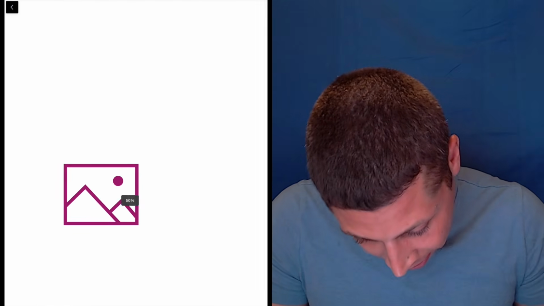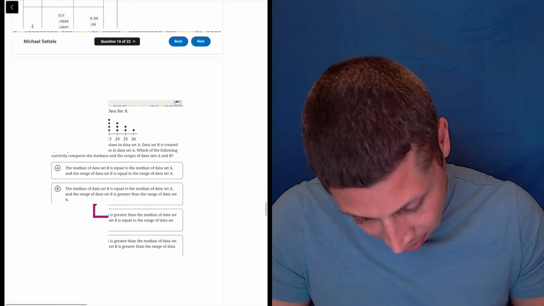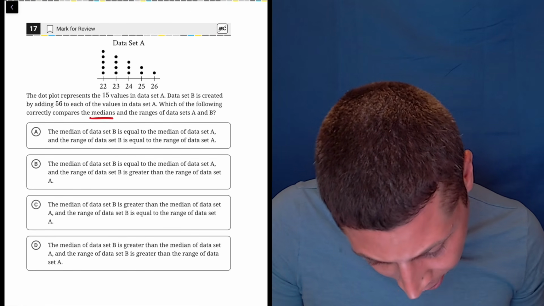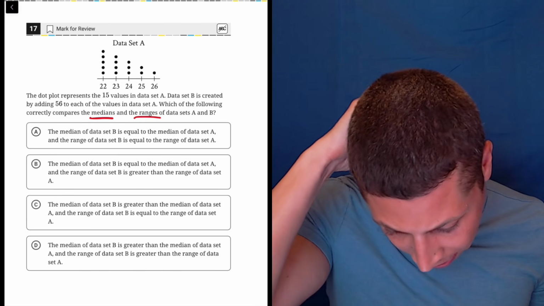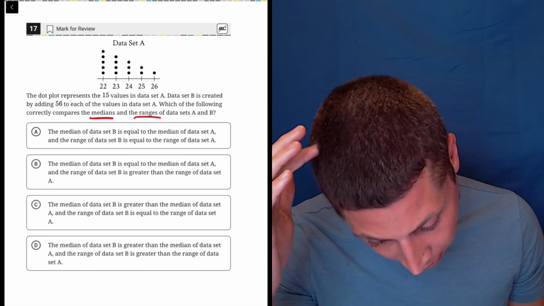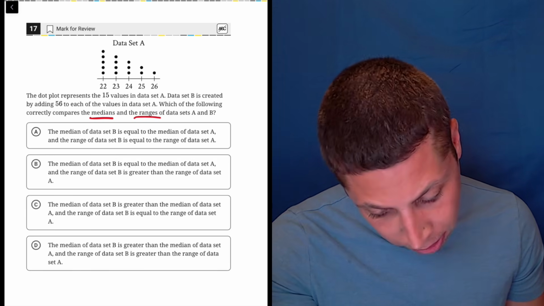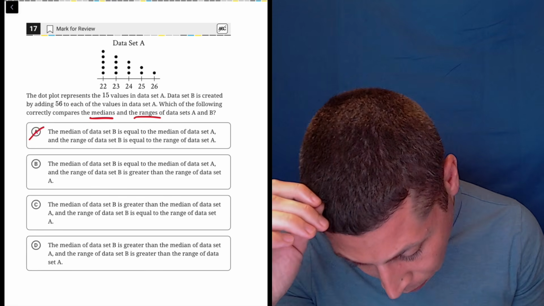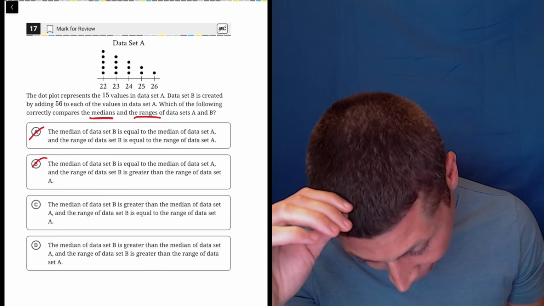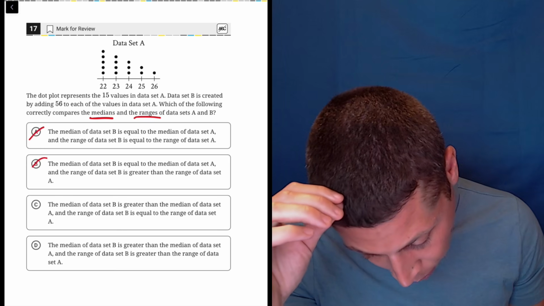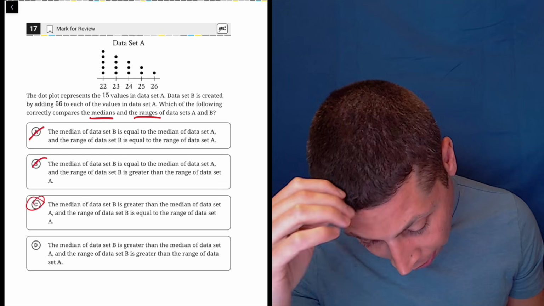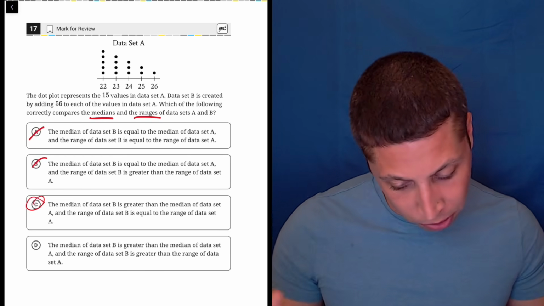12 minutes. Come on. Okay. Which of the following compares the medians and ranges of A and B? So the data set A, B is created by adding 56 to each of the values in the data set. So the ranges will be the same, medians will be different. Median of B is equal to the median of A, no. Median of B is greater than the median of A, that should be right. And the range is equal, that should be right. Median of B is greater and the range is greater, no, because the range is just a maximum minus minimum, so it's got to be C.